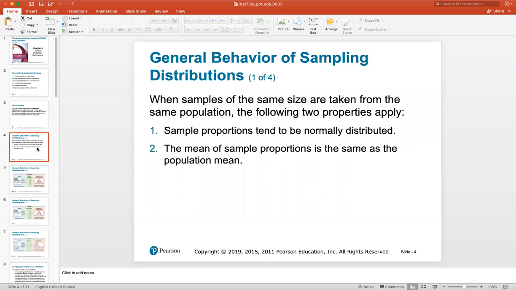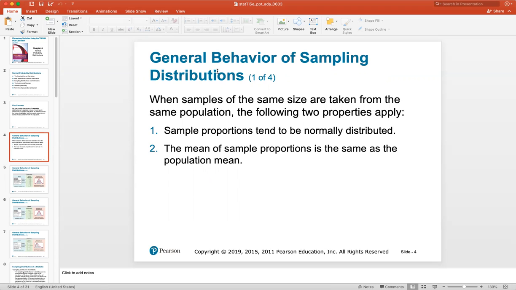Now we're going to learn the behavior of the sampling distribution. So what is the sampling distribution? We select samples not just one time, but many times. For example, we want to get 100 samples or 1,000 samples, and then we calculate the statistic for each sample. Then we can find some kind of pattern or behavior of these statistics.